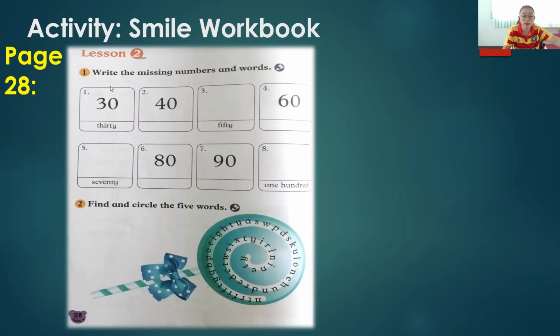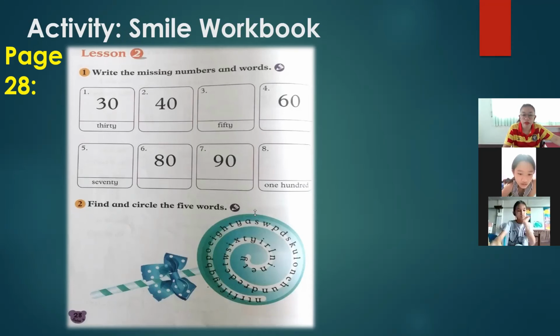So we have here 30. Okay, and how do we write 30 in words? We have THIRTY. Okay, number 2 is 40. How do you spell 40? FORTY, or we can say FORTY, 40.